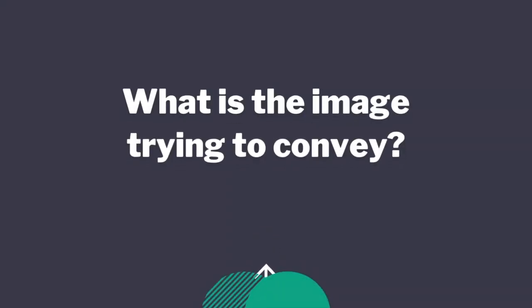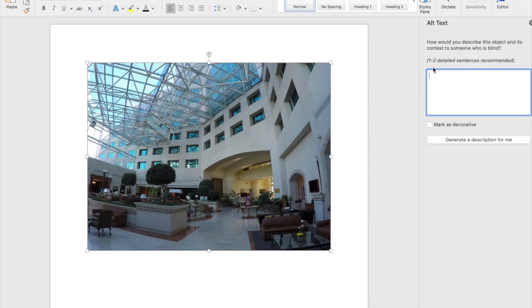First, focus on the meaning of the image rather than all the details. For example, in this image, you may initially be tempted to either oversimplify with something like "a hotel lobby," or you may go in the opposite direction, describing every little detail.